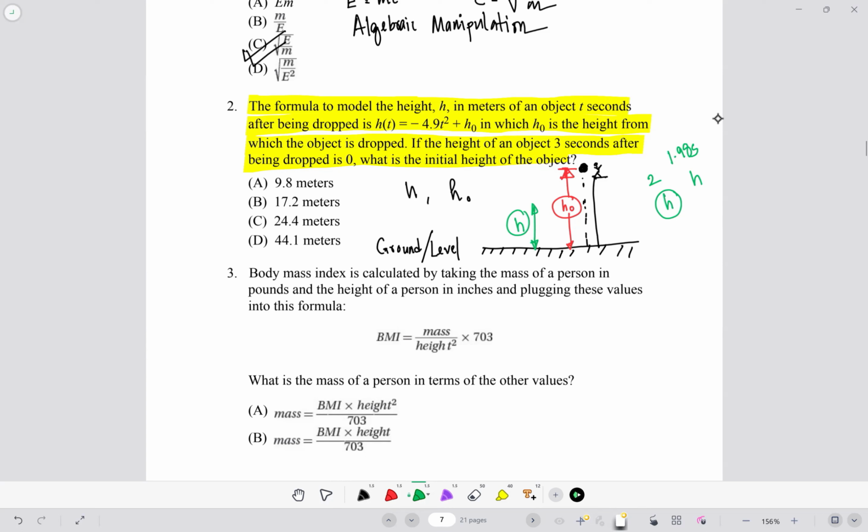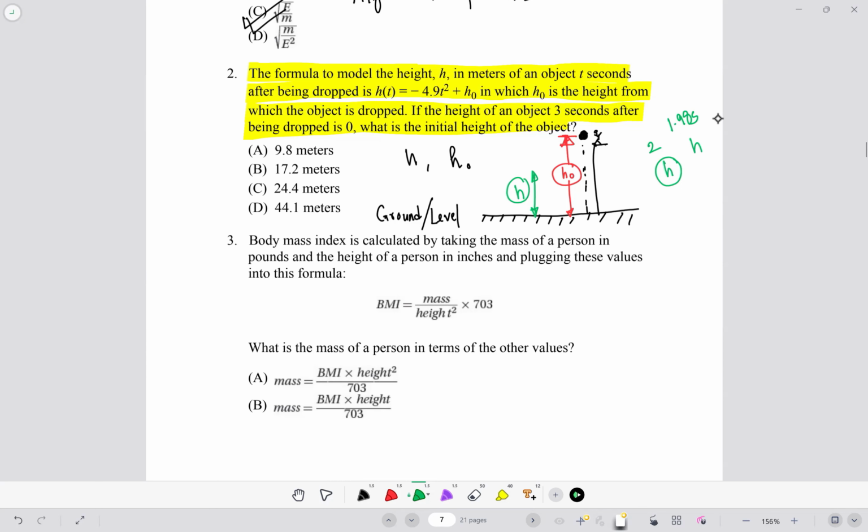Okay. So the formula to model the height H in meters of an object T seconds after being dropped is H of T equals negative 4.9 T squared plus H naught, in which H naught is the height from which the object is dropped. If the height of an object 3 seconds after being dropped is 0, what is the initial height of the object? So they're giving you very simple data.